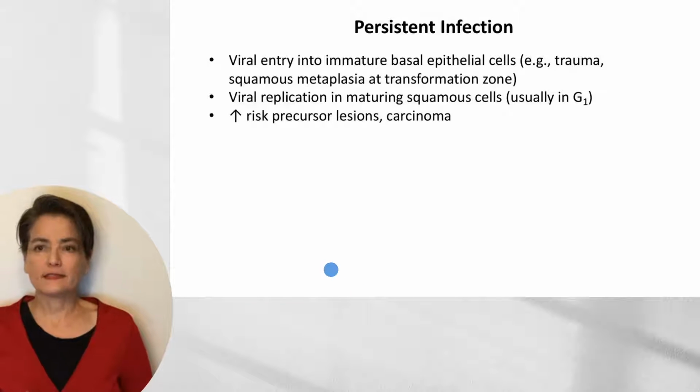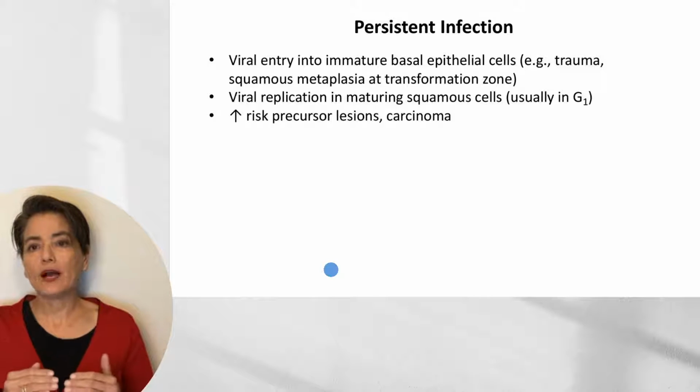So, what is necessary to have persistent infection? So first we need to get viral entry into the cell. And the cells prefer to infect immature basal epithelial cells. So these can be exposed due to trauma or more commonly we will see it with squamous metaplasia at the transformation zone, which I'll cover in a moment.